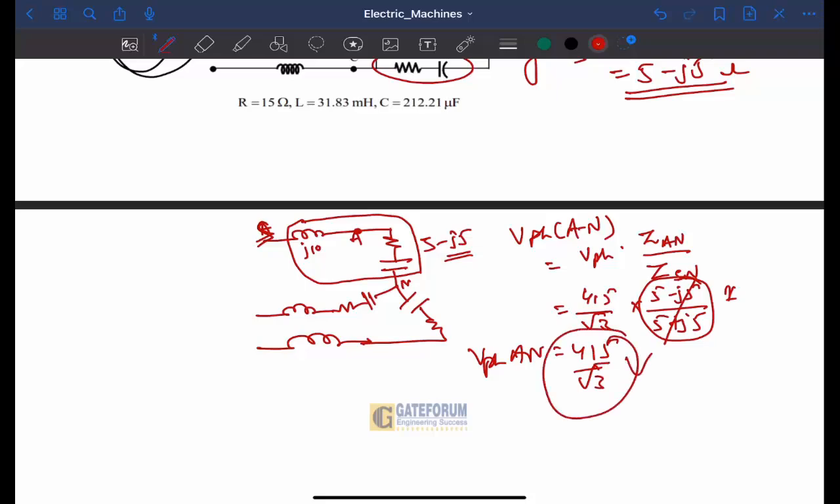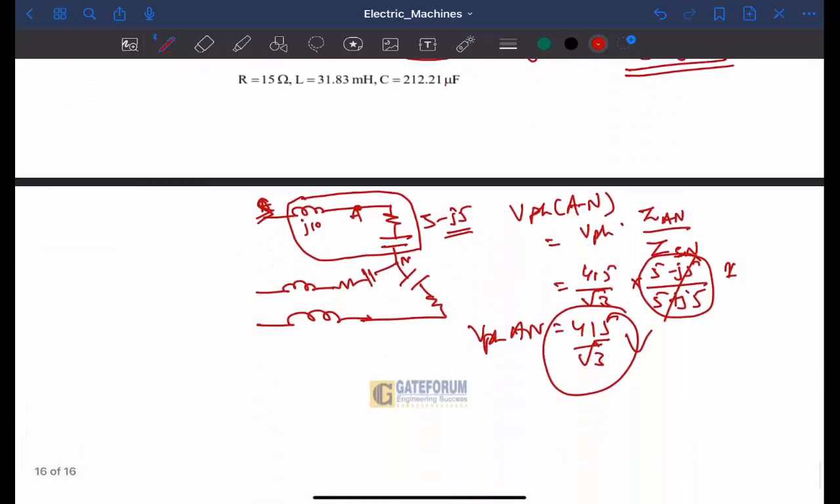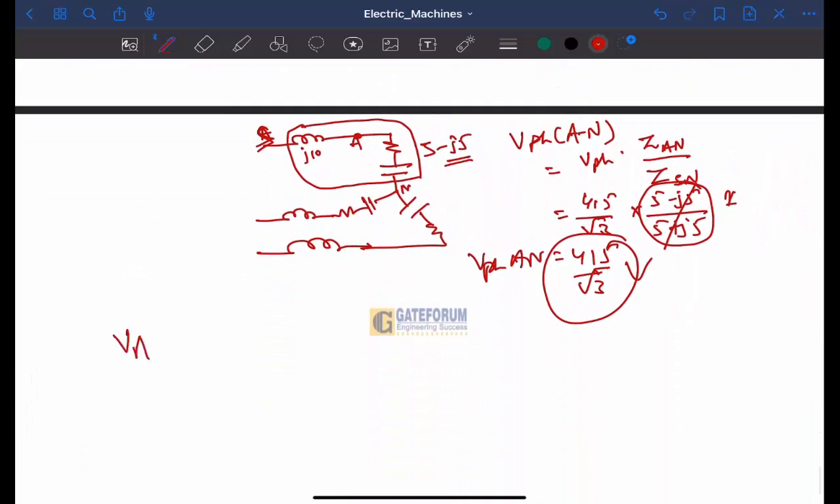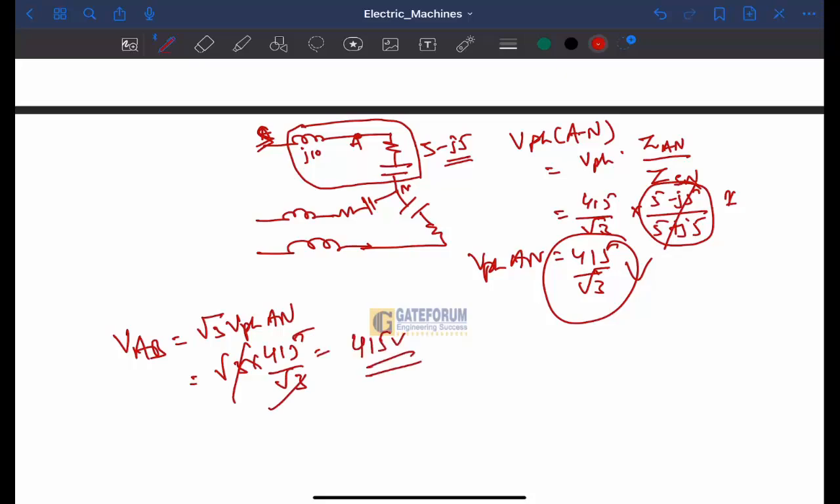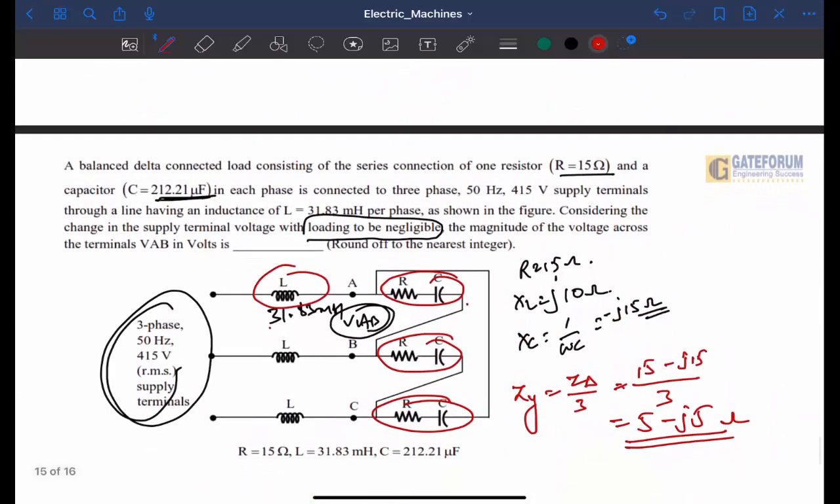But this is not the correct answer. They have asked about the line voltage, so we need to convert it. VAB must be converted into line voltage. Root 3 into 415 divided by root 3, it will be 415 volt. So this is the correct answer, 415 volt.